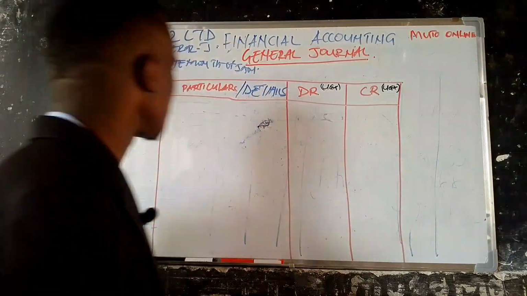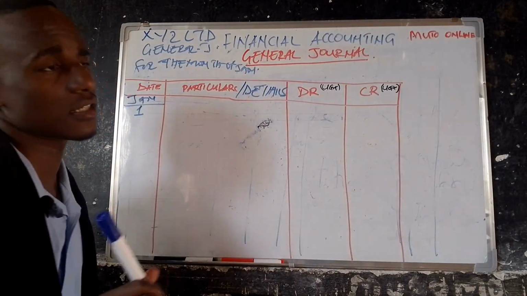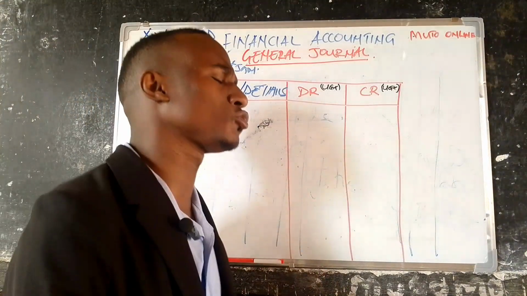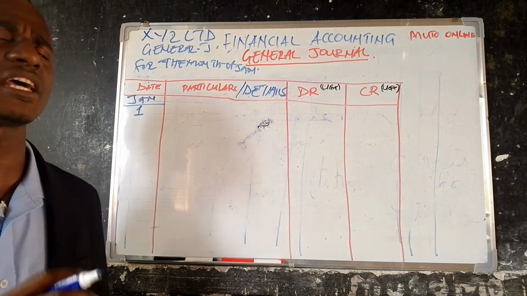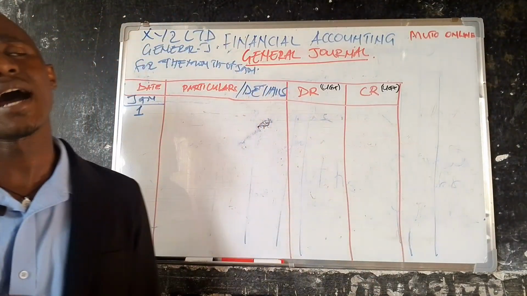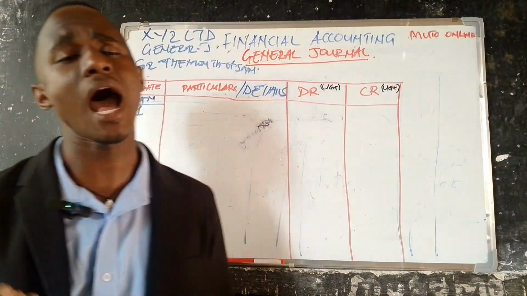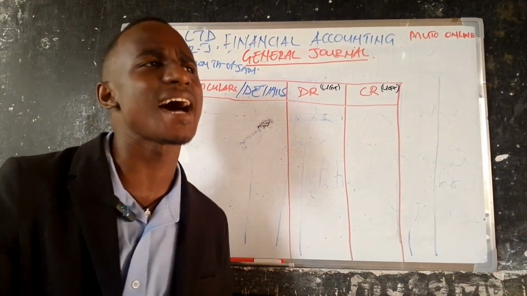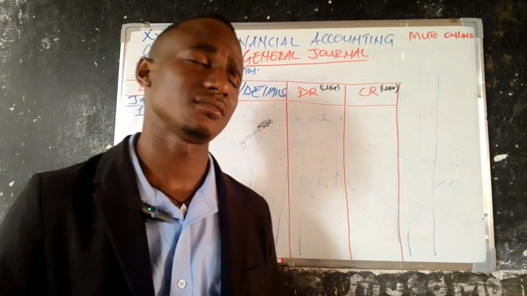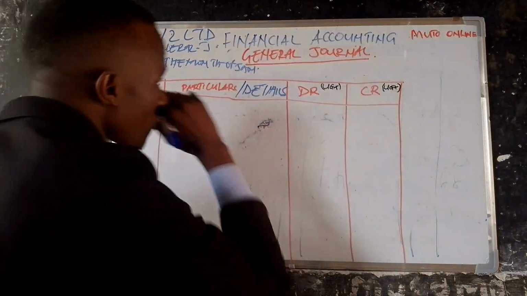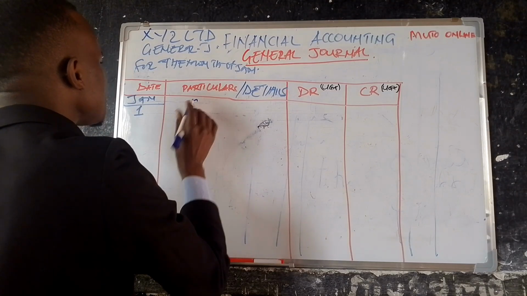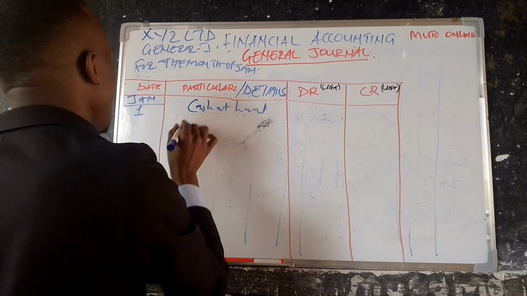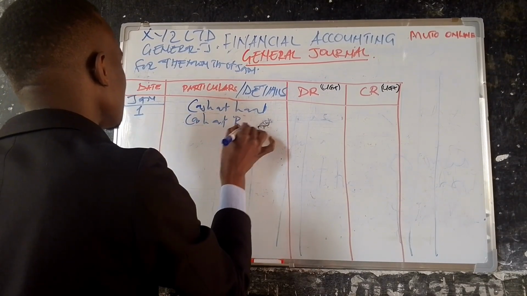Remember in the previous videos that we made, all assets are to be debited, unless in a few circumstances, but all assets are debited. And one may know that an increase in an asset is debited. So here they introduced cash at hand and cash at bank.